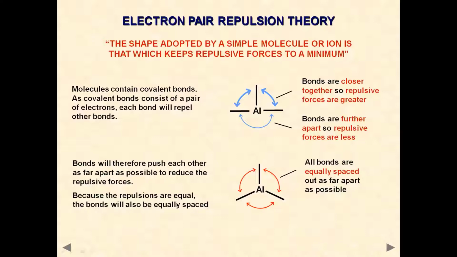And because the repulsions are equal, the bonds will also be equally spaced. So in this case, all the bonds are equally spaced. In this case, it's not. So bonds are closer together here, so repulsive forces are greater as well. Now here, bonds are further away from each other, so repulsive forces are less as well. And in this case, all the bonds are equally spaced. They're spaced out as far apart as possible.